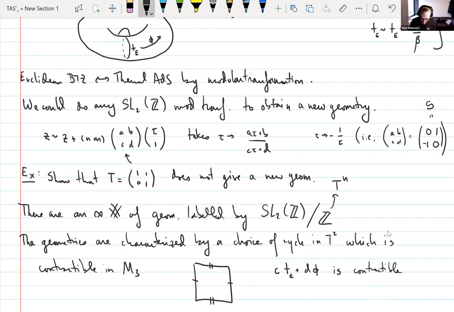So for example, if c is equal to 2 and d is equal to 1, that would be a cycle that looks a little bit like this. That would be contractible in the interior. Okay.